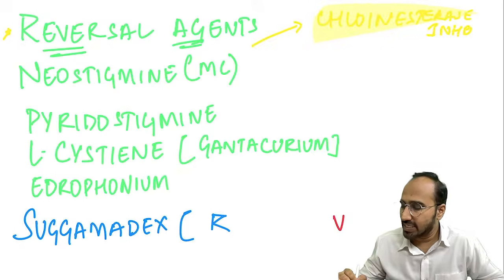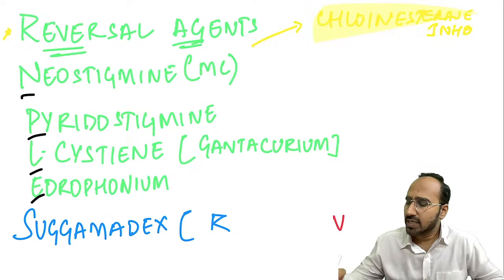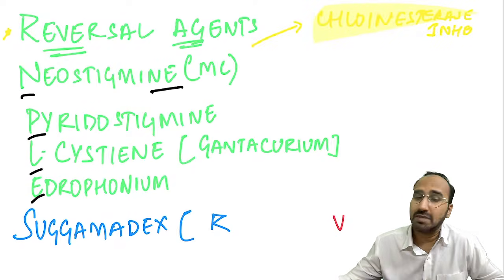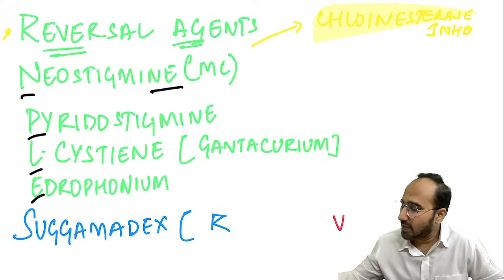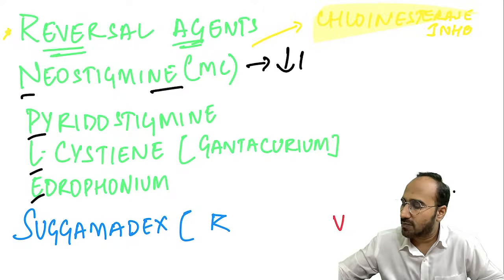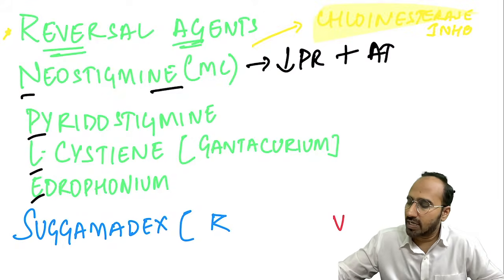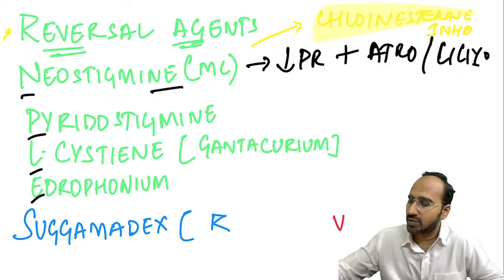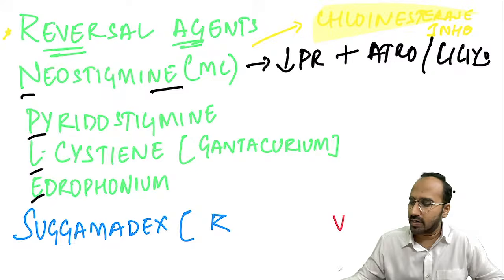So what are the reversal agents, guys? We have neostigmine, pyridostigmine, edrophonium. The most commonly used is what? Neostigmine. But guys, whenever you are giving neostigmine to the patient, always remember, neostigmine will cause cholinergic side effects and can cause bradycardia. Hence, you are not giving neostigmine alone. You are giving neostigmine either with atropine or glycopyrrolate to the patient, so that bradycardia can be combated.